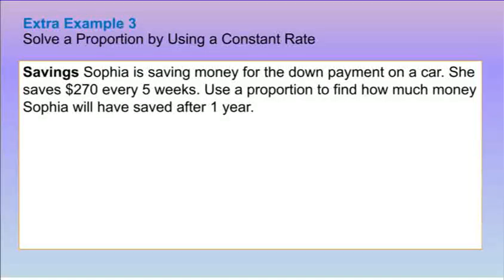Next, Sophia is saving money for a down payment on a car. She saves $270 every 5 weeks. Use the proportion to find out how much money Sophia will have saved after 1 year. So we have weeks and we have a year. We need to have them in the same units. There are 52 weeks in 1 year.